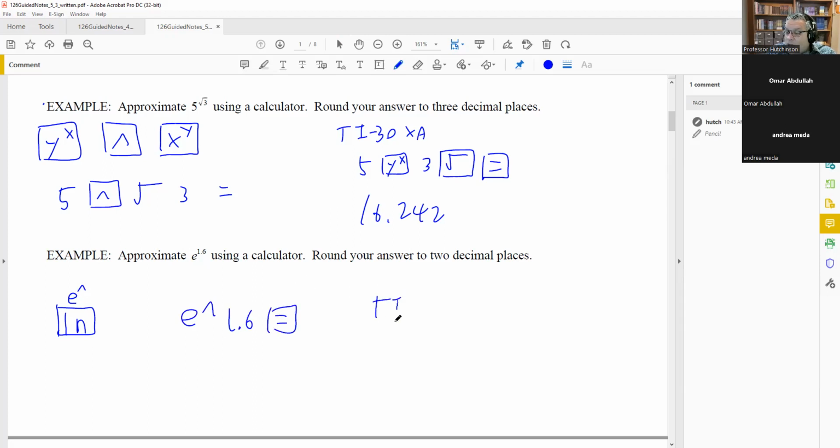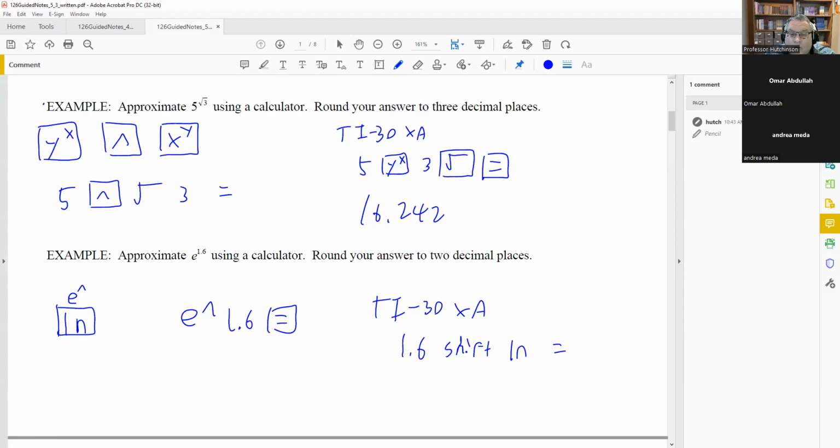Again, if you have a TI-30 XA calculator, you want to actually enter the 1.6 in first, and then hit the shift button. You have to hit the shift button and then LN, and then equals for that. On a regular calculator, though, you will have to hit the shift or second key because it is above the LN. So you want to hit a shift or whatever key it is on your calculator to get you that. And that's how you do that one.